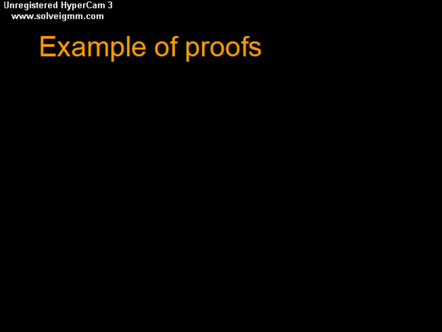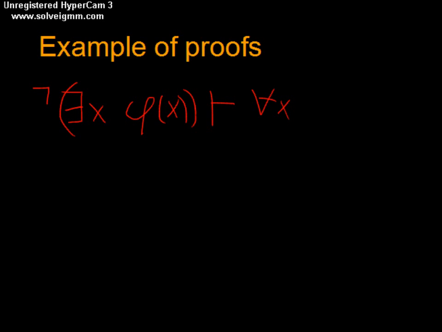Let us now give an example of a proof with a quantifier. We will prove the following. If there does not exist an x so that phi x is true, then we can infer that for all x, not phi x must be true. So phi x must be false for all x. So let C be an arbitrary constant.